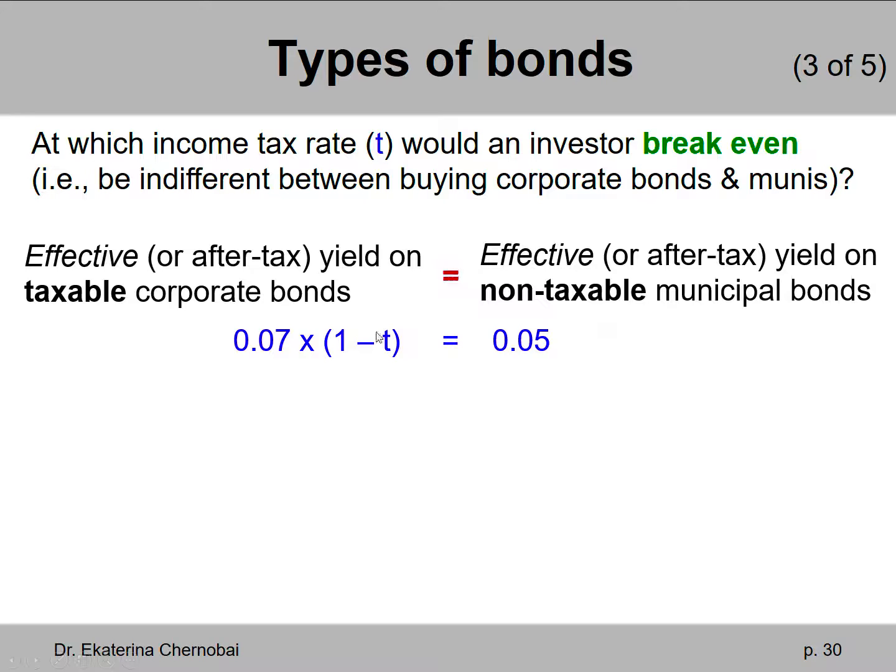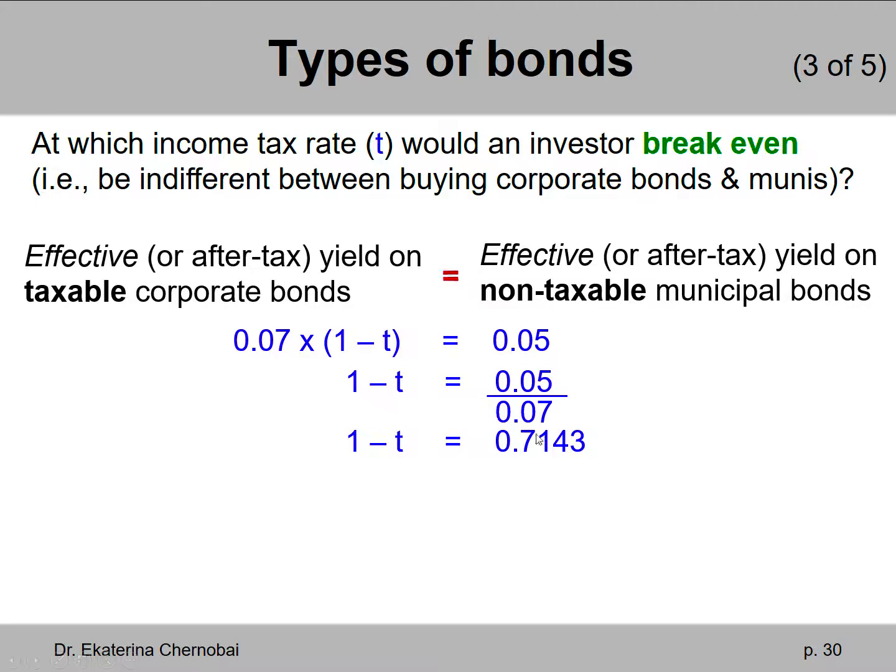To solve this little equation, we can first move 0.07 to the right, and mathematically we would be dividing 0.05 on the right-hand side by 0.07. And now on the left-hand side we are just left with 1 minus t. And then we want to have t equals and then everything else. So we want to get rid of 1. And the easiest way to do it is to leave t on the left-hand side.